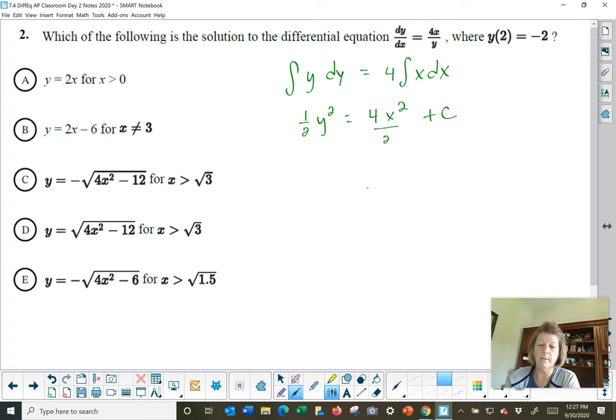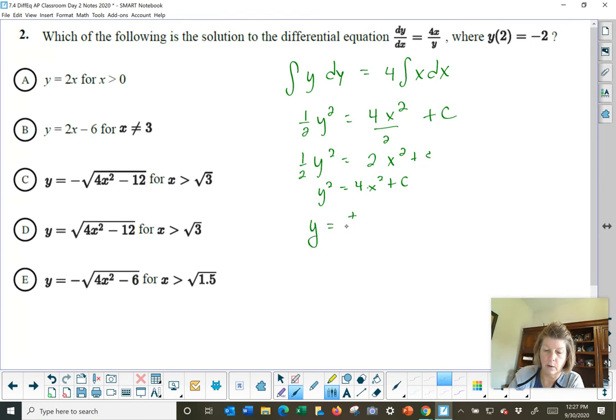So I'm integrating. I got 4x squared over 2. And that's going to give me 1/2 y squared equals 2x squared plus c, or y squared equals 4x squared plus c. And we want to take the square root, so we're going to get y equals plus or minus. Oh, shoot, we need to back up a step. Let's get our c value. Totally got rolling there. 2, -2, eh?